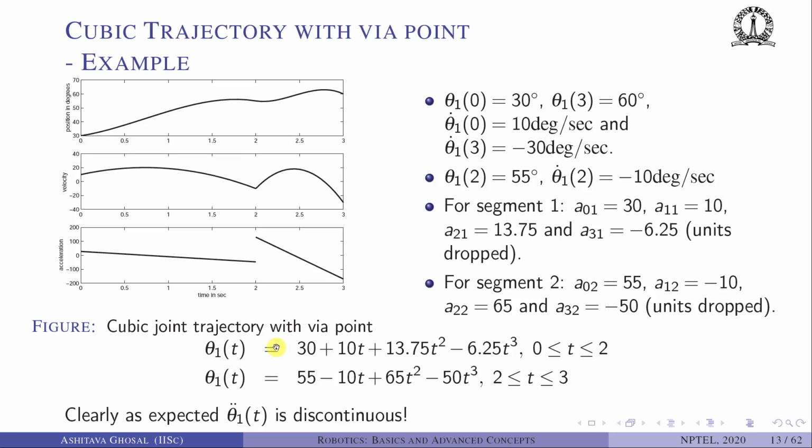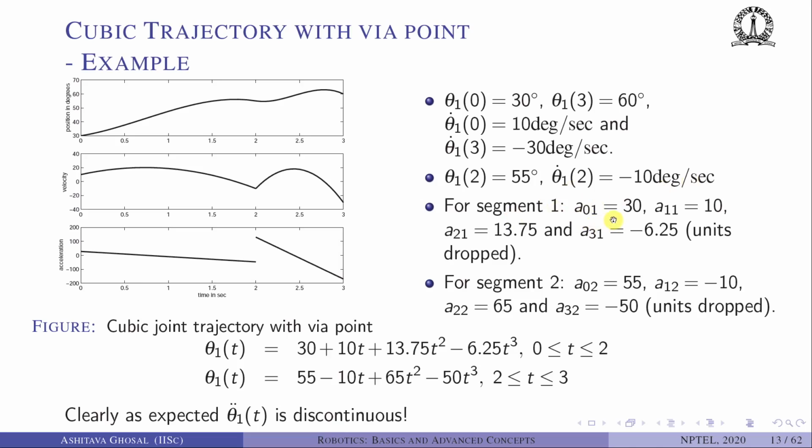Okay, example. So we have theta 1 at t equals 0 given as 30 degrees, theta 1 at t equals 3 given as 60 degrees, theta 1 dot at t equals 0 as 10 degrees per second, and theta 1 dot at t equals 3 as minus 30 degrees per second. However, it is also specified that at time t equals 2, so in between 0 and 3, the angle should be 55 degrees and the velocity should be minus 10 degrees per second. So everything is specified. So there are 2 segments.